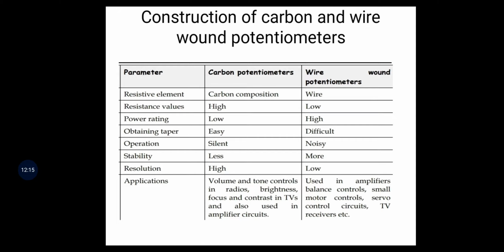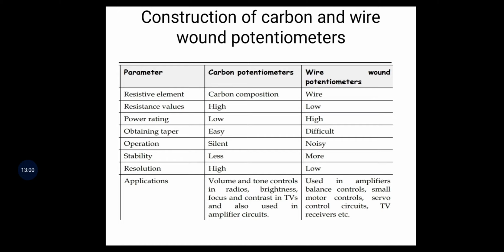Next, the main differences between carbon potentiometers and wire wound potentiometers. In carbon potentiometers, the resistive element is carbon composition. In wire wound potentiometers, the resistive element is wire.